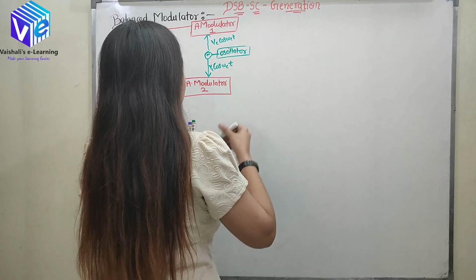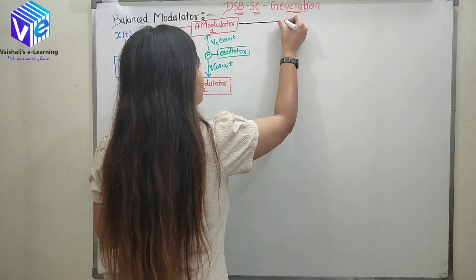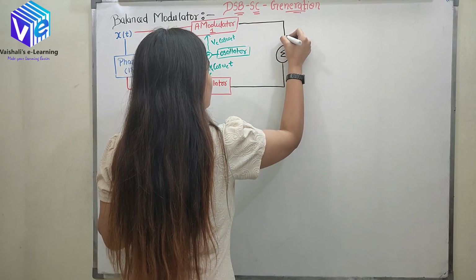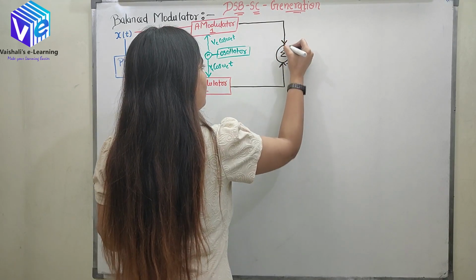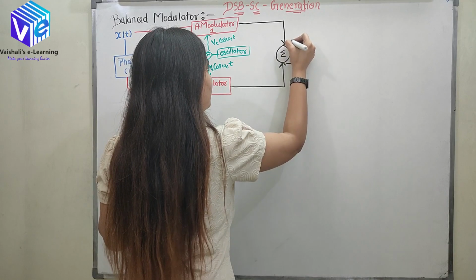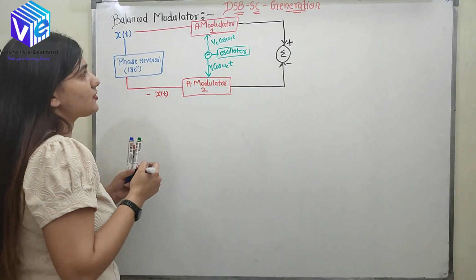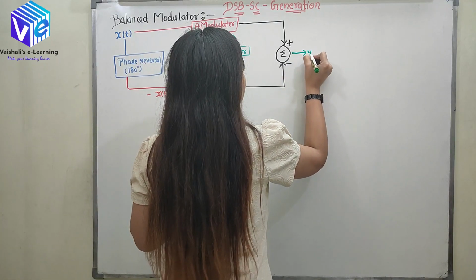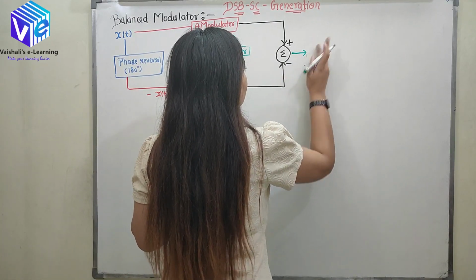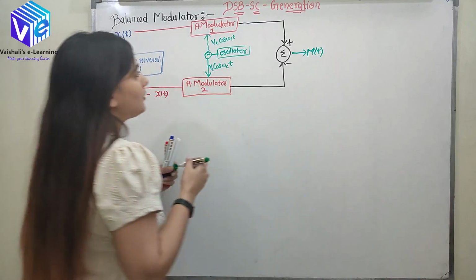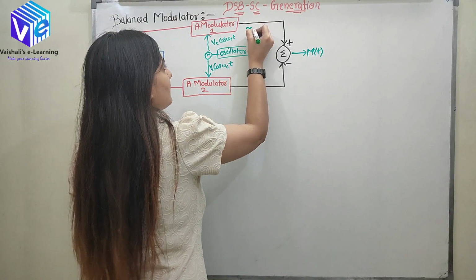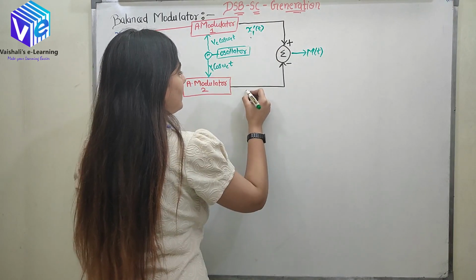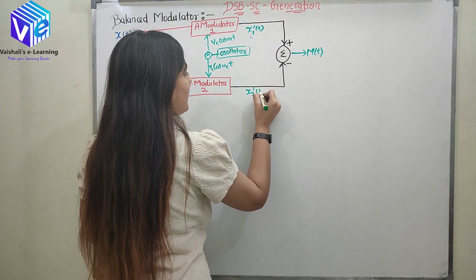So after that it is connected to an adder. Here it is getting the negative input, and it is connected to the positive input. So this is called my m(t). So now this is x1'(t) and this is x2'(t).